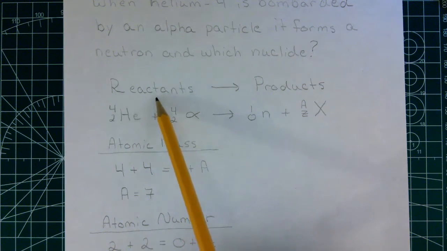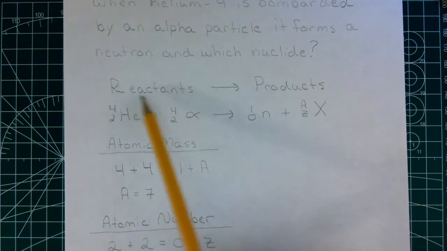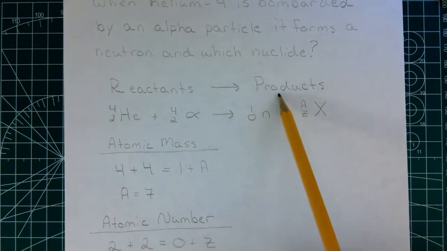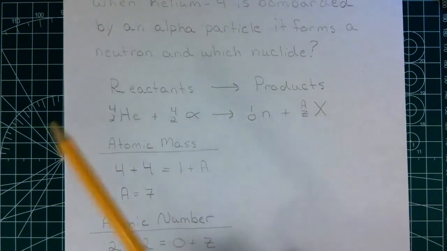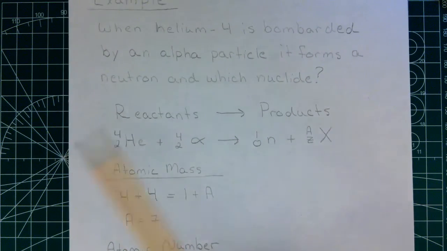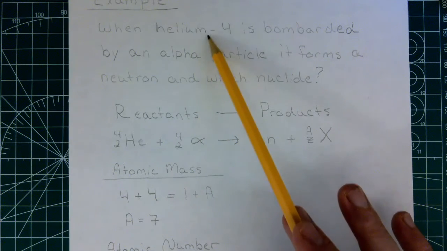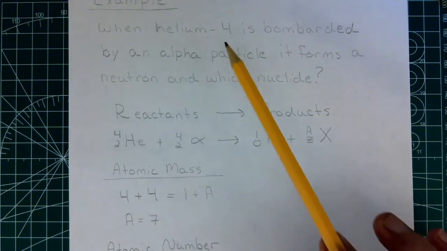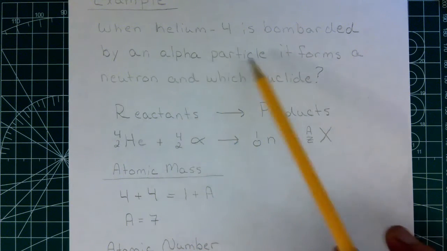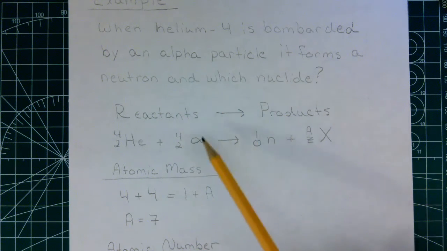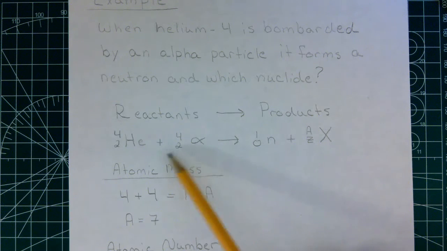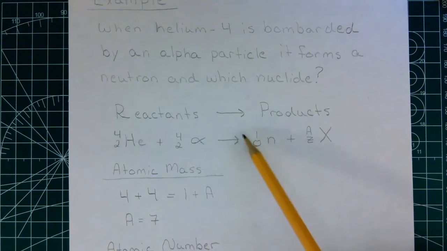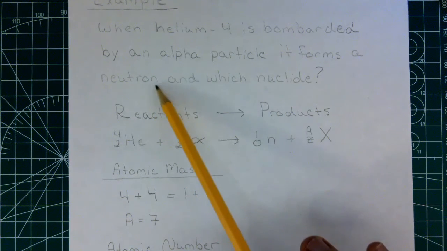So we have our basic formula here where we're going to have our reactants, and then those are going to be separated by an arrow, and then go on to our products. So what are our reactants here? We start off with helium-4. We'll write that like that. It's having an alpha particle added to it. It's being bombarded with it. So we'll write plus an alpha particle. We know that this is going to produce a neutron.